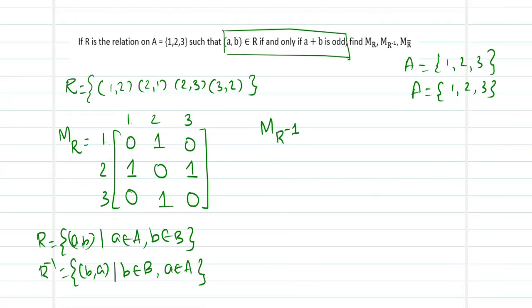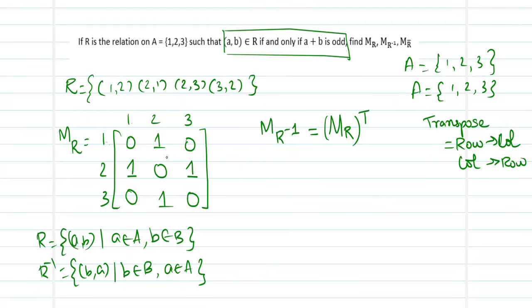So what is happening over here? (a, b) becomes (b, a). So there is going to be a shift in the position. How are we shifting? Just take your MR and then take the transpose of it. What do we mean by a transpose? Transpose of a matrix is shifting a row to a column and a column to a row.